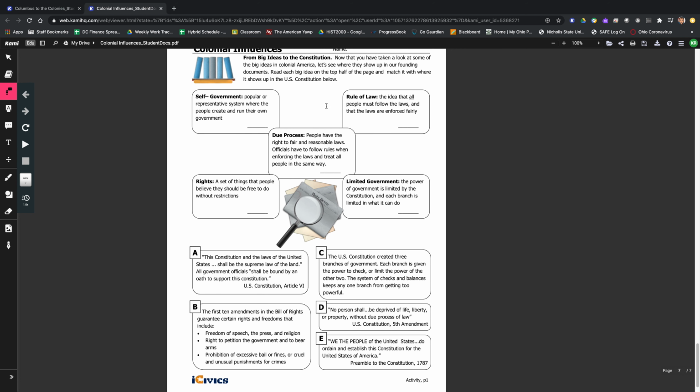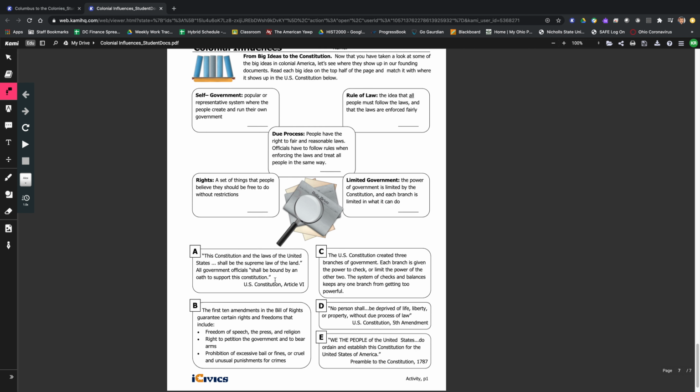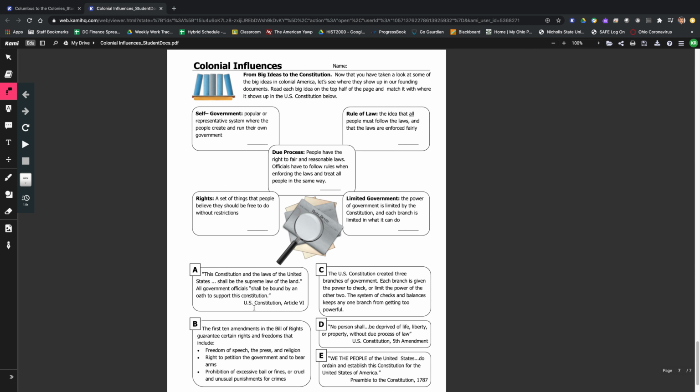So, at the beginning of this lesson, you were to brainstorm what self-government was, what rule of law was, due process, rights, and limited government. Now that you've read about them, you're going to actually be reading some portions of the U.S. Constitution. And I want you to match down here where it goes here. So let's start with the first one.